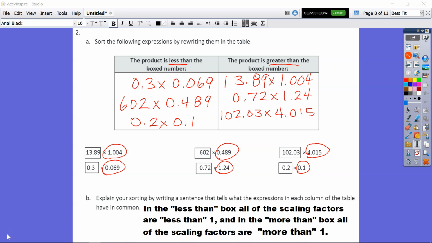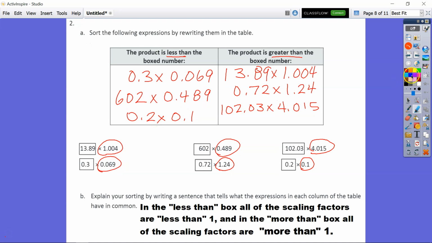So we're talking about each column. The rows go side to side, columns go up and down. So what does this column have in common, and what does this column have in common? So I put in the less than box, that's this box over here on the left, all of the scaling factors are less than 1. So let's go ahead and highlight those factors that we're referring to. And we'll highlight those in yellow.